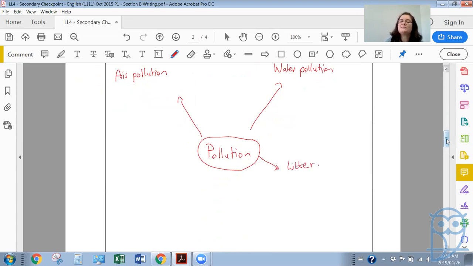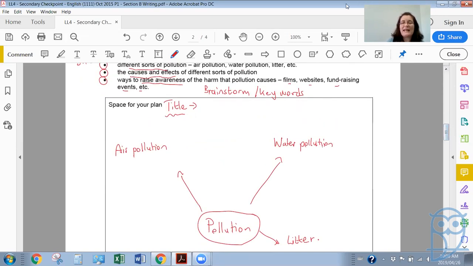So let's think of some keywords that we can relate to the ideas of air pollution, water pollution, and litter. I'm going to open up the chat box here. Please feel free to give some comments, to add some ideas. What's a bit annoying is every time I write with the pen, the chat box disappears.